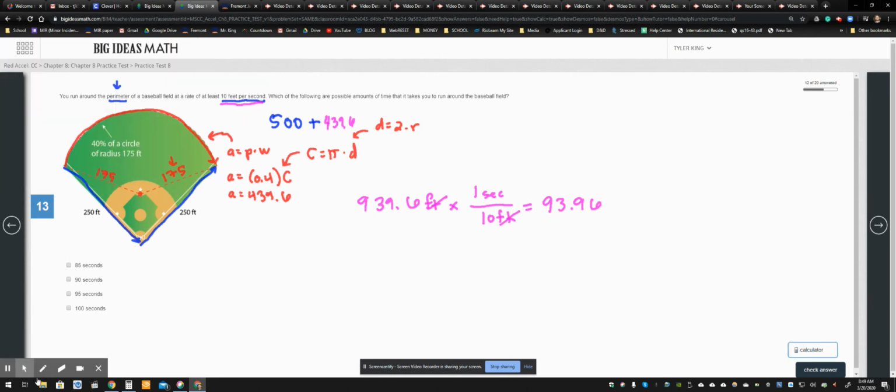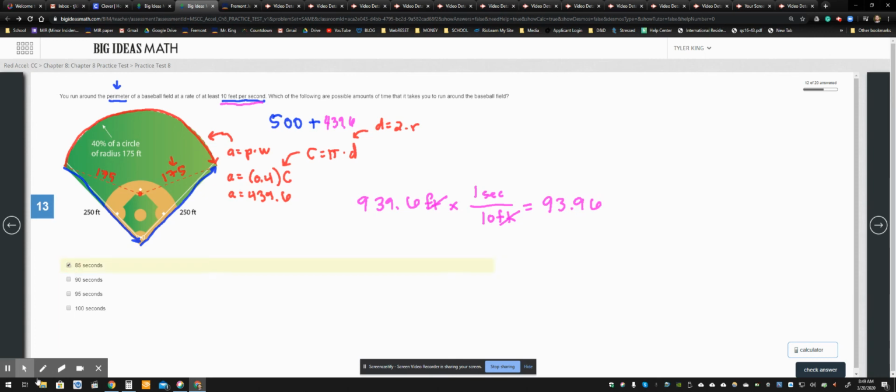So when we're looking at this, we're going to see that if we are going to run this, okay, and we're looking for at least 10 feet per second, meaning we are at our slowest point running 10 feet per second. We could be running faster. That means the longest that it's going to take us to run this distance is 93.96 seconds.